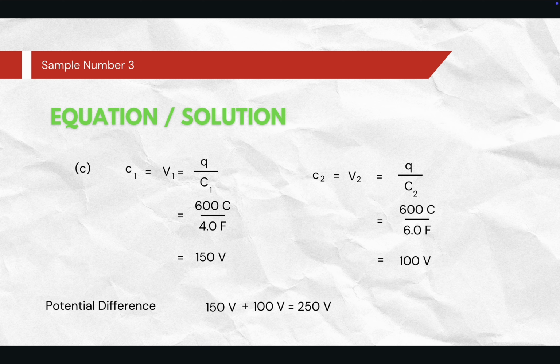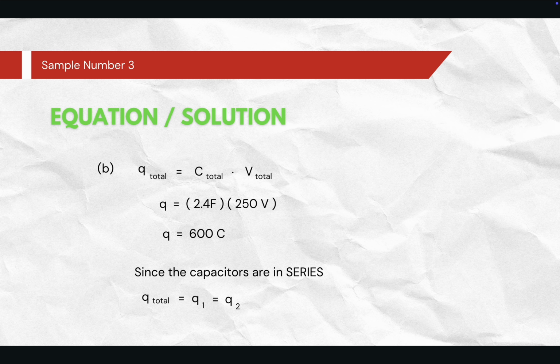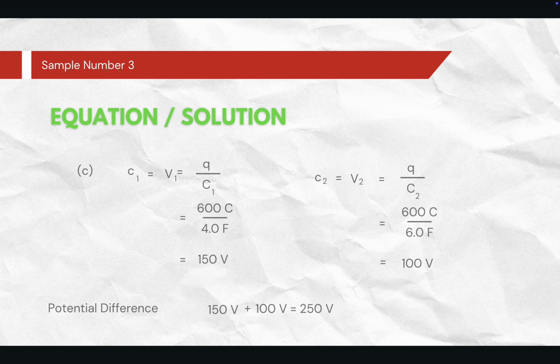So, magkaiba yung potential difference or volts ng capacitor number 1 and capacitor number 2. So, yung capacitor number 1 is 600 C over 4.0 is equal to 150 volts. Yung second capacitor naman is 600 over 6.0 F is equal to 100 volts. So, potential difference is 150 volts plus 100 volts is equal to 250 volts. So, same sila ng given na volt kanina, 250. So, tama yung solution natin.